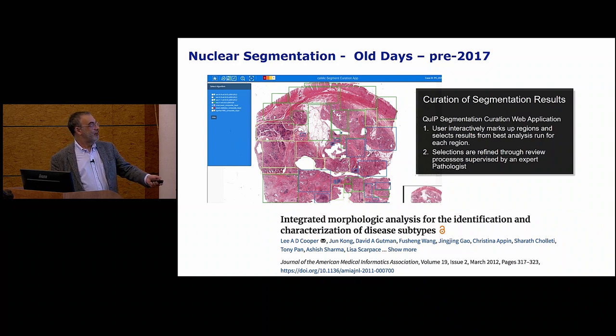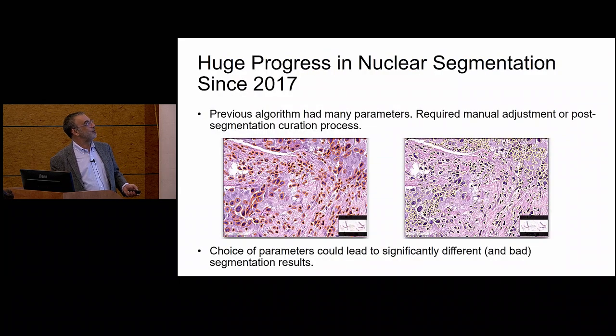And there had been ongoing interest. This is a paper we did in 2012 on what you do with these things in terms of predicting outcome and sometimes response to treatment. So there was definitely interest in this, but you couldn't really do it at scale.